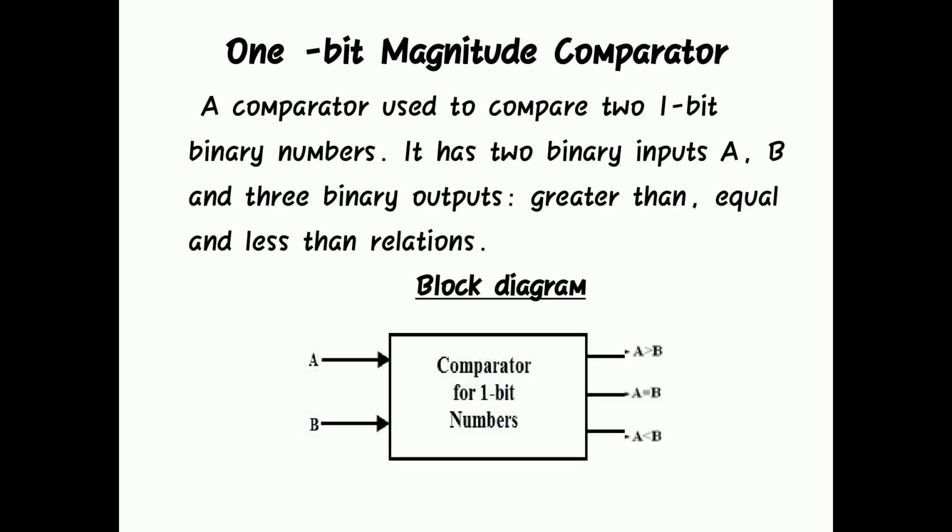Coming to the next slide, the 1-bit magnitude comparator. Basically it compares 1 bit of A and 1 bit of B. As we know, we have two inputs, A and B. Here I am going to compare one bit of A with one bit of B. As you can see, we again have two inputs, A and B, because A is 1 bit and B is 1 bit. I am going to compare A with B, and the outputs are A greater than B, A equal to B, and A less than B. So this is the block diagram.